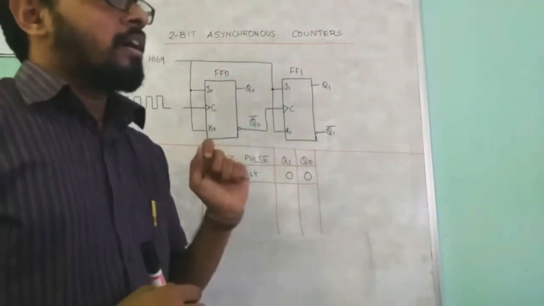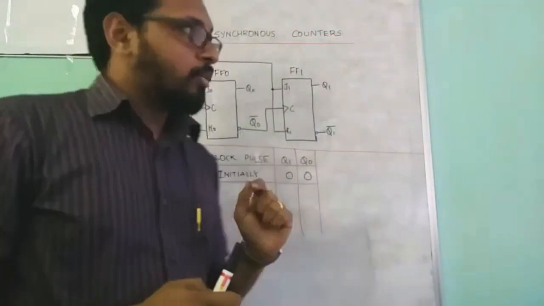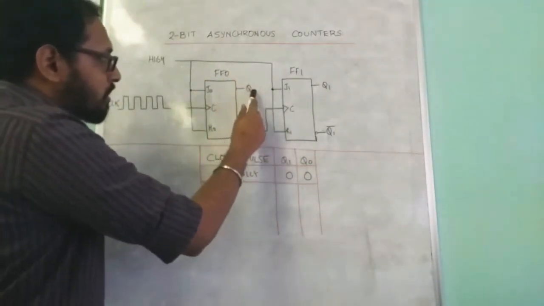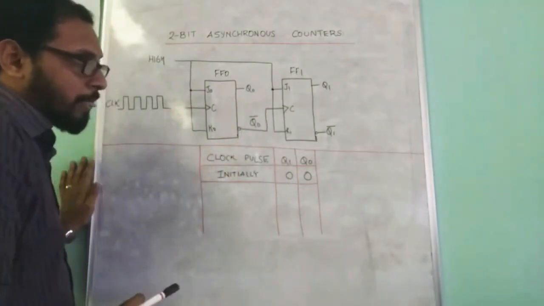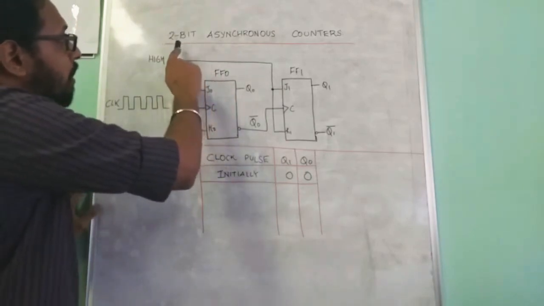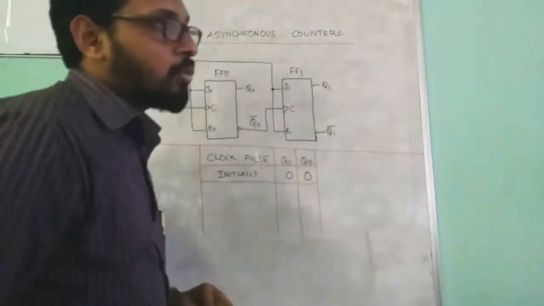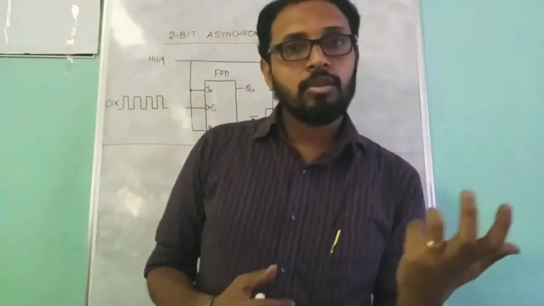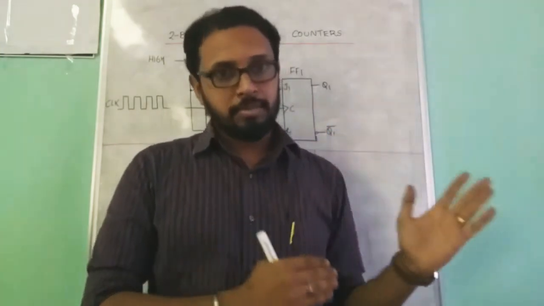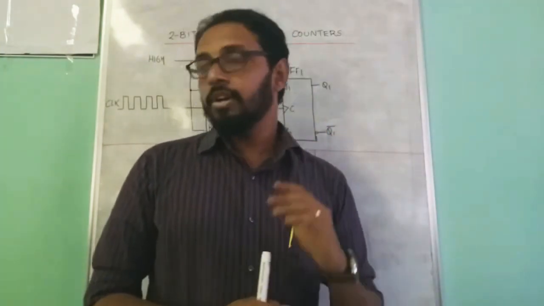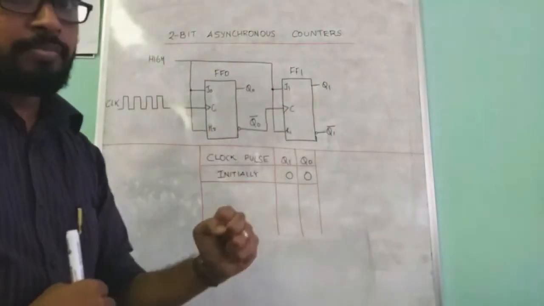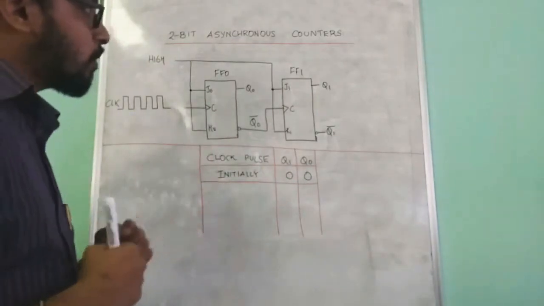The first thing I would like to share with you is, just see, this is Q0 and this is Q0 bar. Our intention is to create a 2-bit asynchronous counter. A 2-bit asynchronous counter means we need to count 0, 1, 2, 3 likewise. We are going to make an asynchronous counter, so we need to count those numbers by seeing the output. So how can we do that?